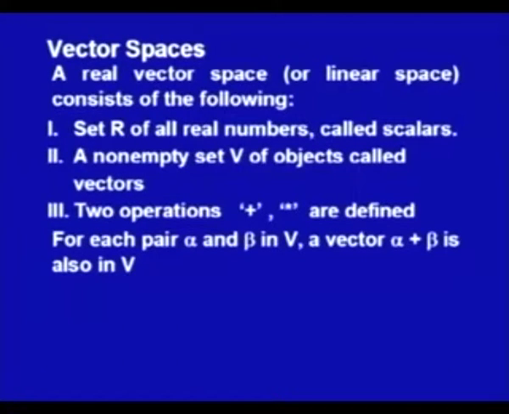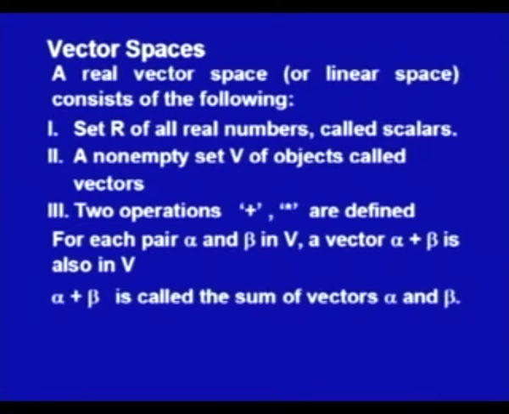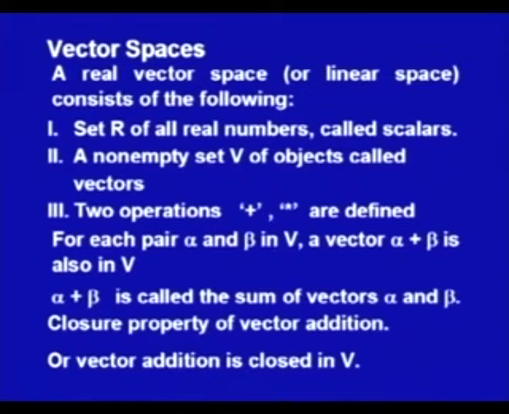Plus is defined on the set of vectors. So, if we have a pair alpha and beta in V, then another vector alpha plus beta is also in V. We say alpha plus beta is the sum of the two vectors alpha and beta, and if this is also in V, then we say vector addition satisfies the closure property, or we say vector addition is closed in V.